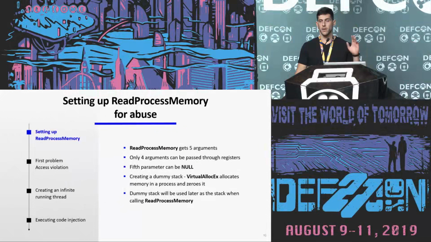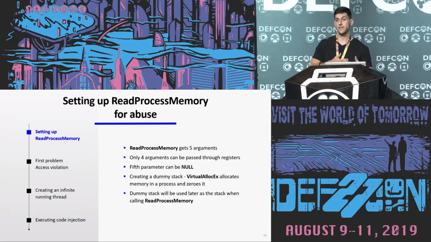Okay, so let's start. ReadProcessMemory. As I showed you earlier, it gets 5 arguments. And as I already told you also, we can only pass 4 arguments using the registers. Now, lucky for us, the 5th parameter can be null, then it is ignored. And more lucky for us, if you use VirtualAllocEx, the allocated memory is going to be all zeroed out. So we can create a dummy stack that is going to contain the 5th argument. So this is good for us.